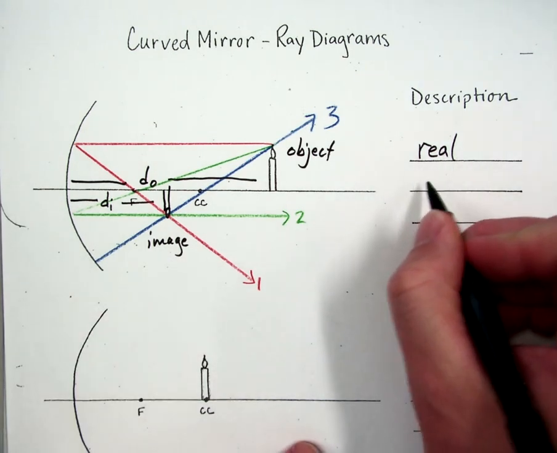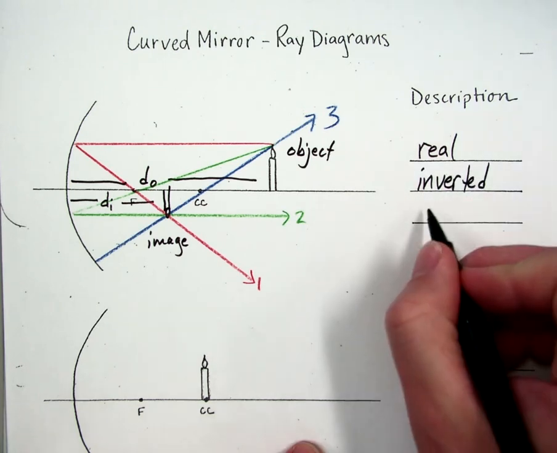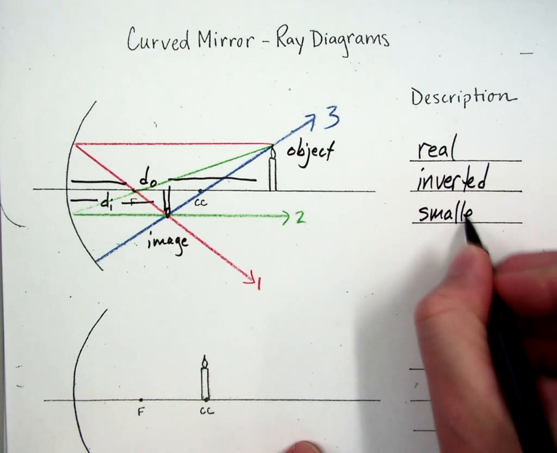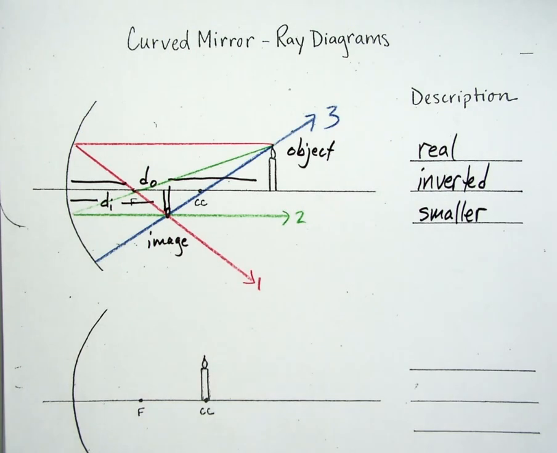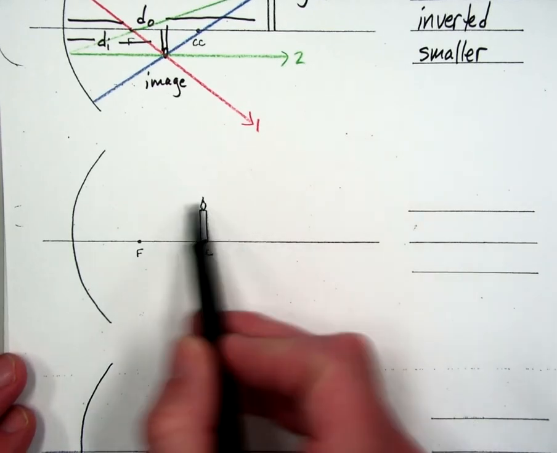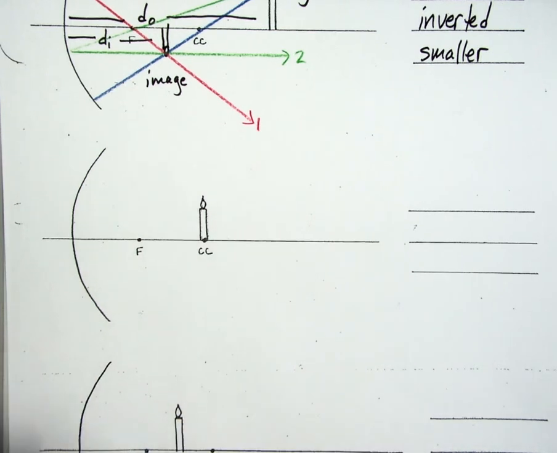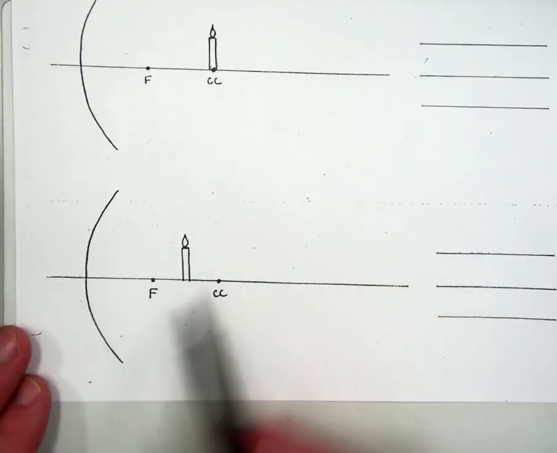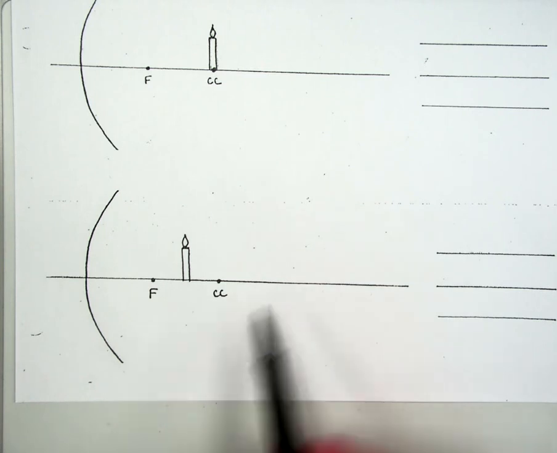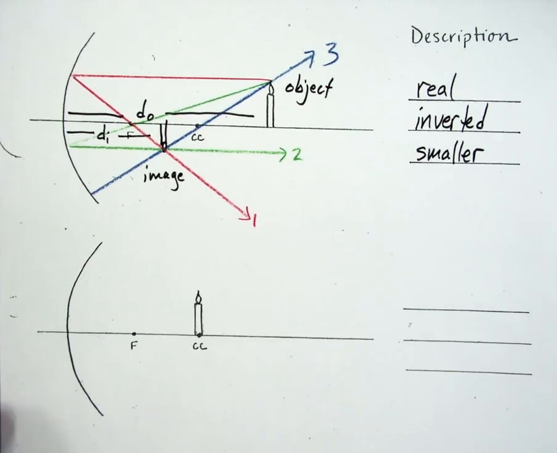This image is inverted, and it is smaller. Okay? Well, there's a number of other diagrams here. I'm going to skip ahead, drawing the same 3 rays we would find in this picture, that they would converge underneath the CC. Drawing the same 3 rays in this picture, they will converge beyond the CC. And I'm just going to take a picture of this when I'm done drawing them, and you can check to see if your solutions match that.